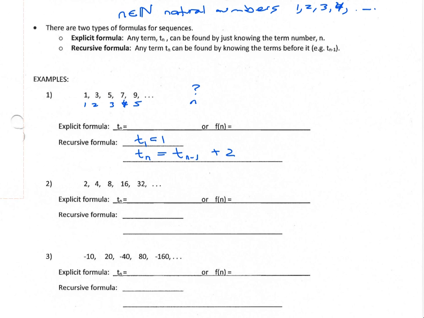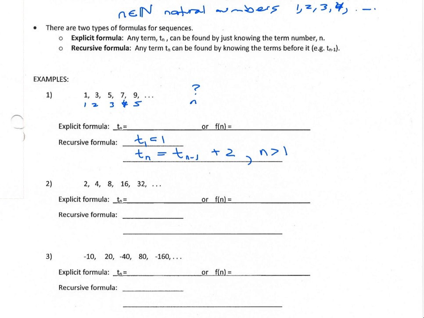So the only time that doesn't work is when n is 1, because when n is 1, we don't have a previous term. That's just t1, and that's why we have to give it. So what we say is, this is the formula. The formula is t1 is 1, and then any tn is tn minus 1 plus 2, as long as n is greater than 1. Okay, because if n was 1, that second part of the formula doesn't work. So we're giving a formula for t1, and then we're giving a formula for all the other n's. Okay, and that is a recursive formula.